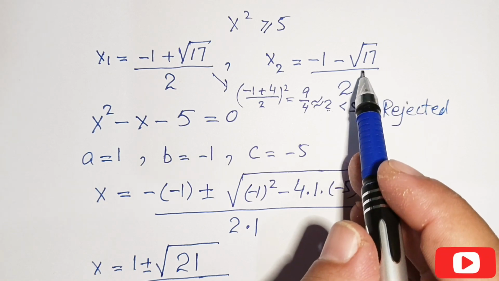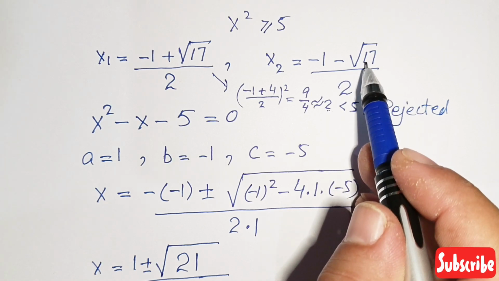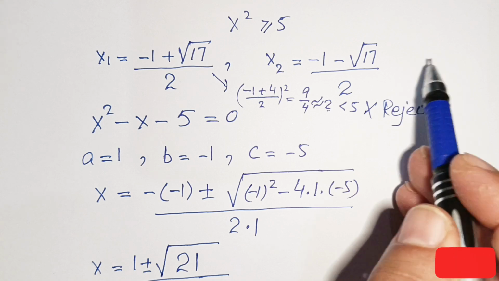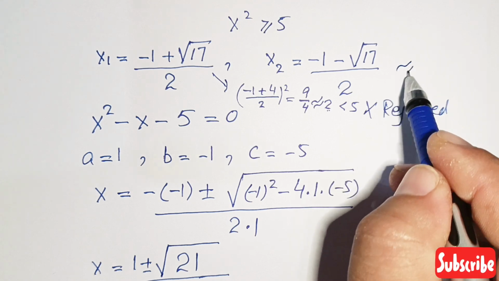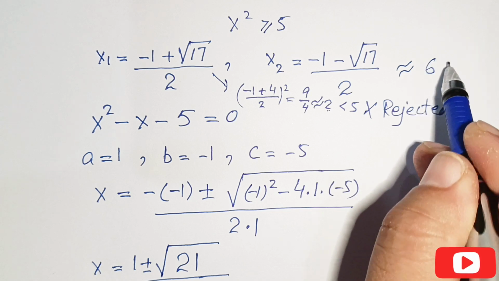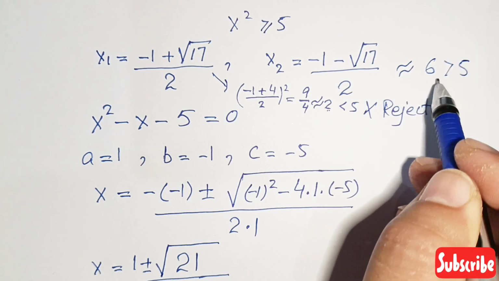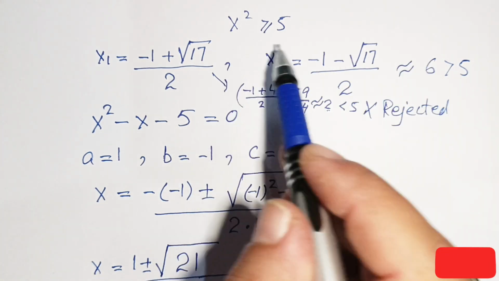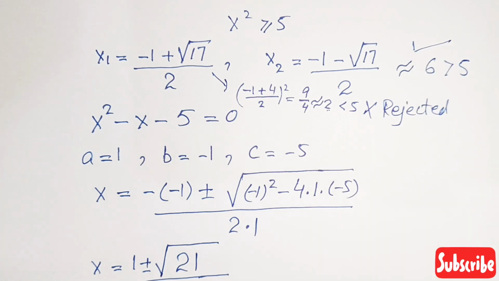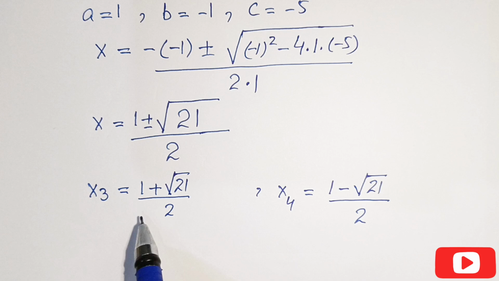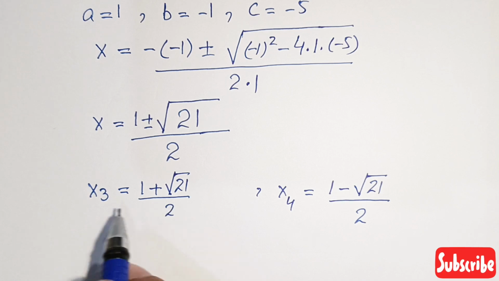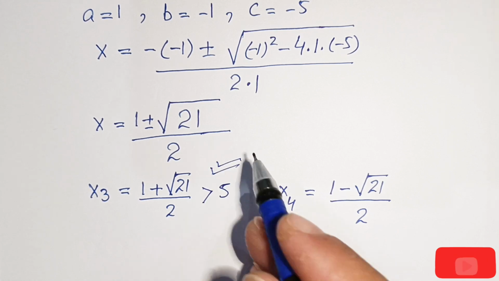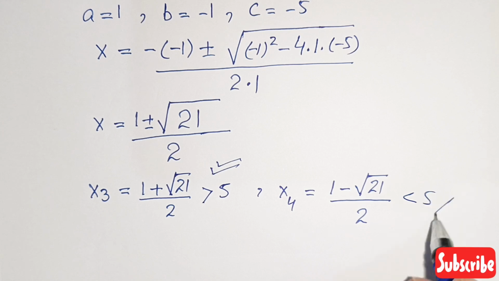If we see this one, the square root of 17 is 4, and then minus 1 minus 4 is minus 5. Minus 5 squared is 25 over 4, which is approximately equal to 6, which is greater than or equal to 5. So 6 is greater than 5, so it fulfills this condition, so it is a valid solution. Now we can also check our value of x3. This value is greater than 5, so it is also valid, and x4 is less than 5, so it is rejected.